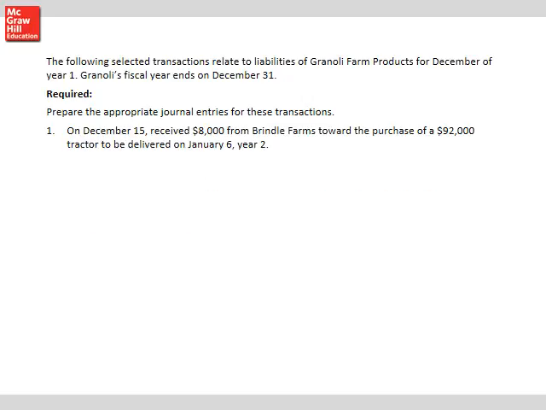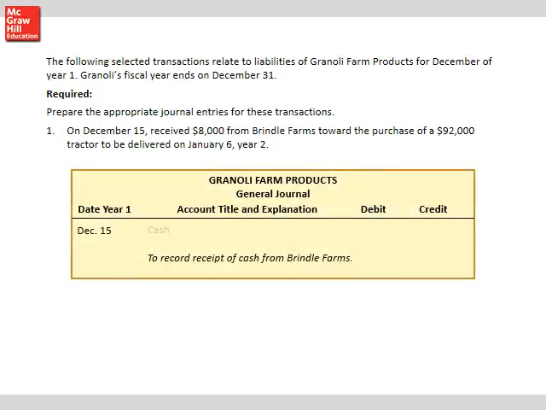Okay, so our first entry is to record the receipt of the $8,000 deposit towards the purchase of the $92,000 tractor to be delivered January 6th. On December 31st, we receive cash, so we debit cash of $8,000 and we credit deferred sales revenue. Even though it says sales revenue, this is actually a liability, because if we don't perform and deliver the tractor, we're going to have to return that money.